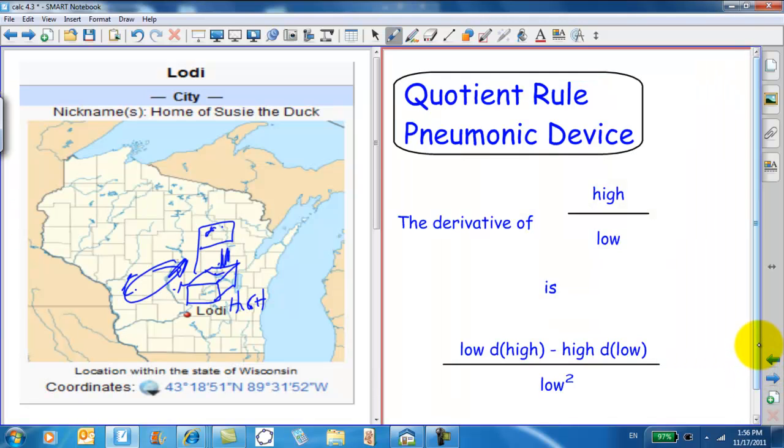Now, quotient rule, here's the mnemonic device then. The derivative of high over low, a quotient. Look at the high function and low function is low d high. That's where this name comes from, low d high. The low function times the derivative of the high function minus the high function times the derivative of low, over low squared. So to get it right in the subtraction, remember low d high, low d high. Start off with low d high.